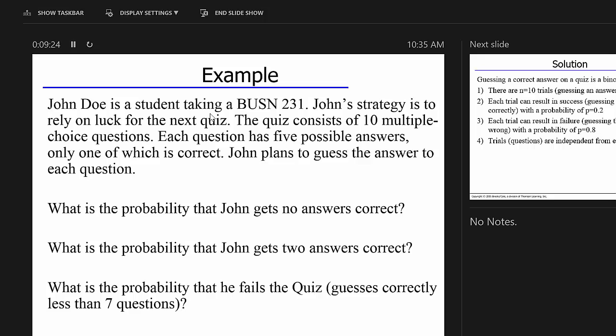So quiz, yeah, some students do that, not a lot, but historically some have. The quiz consists of 10 multiple choice questions. Each question has 5 possible answers, and of course one of them is correct, 4 of them are wrong, right? So John plans to pursue his odds, right? Not study, but just guess. The answer is always C, something like that, right?